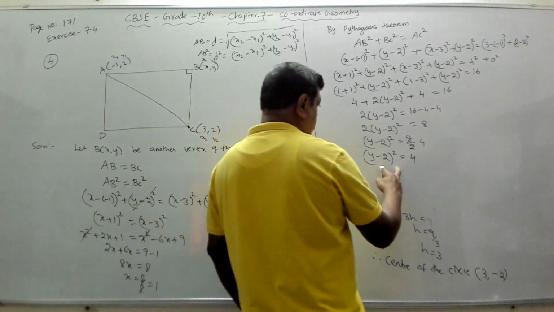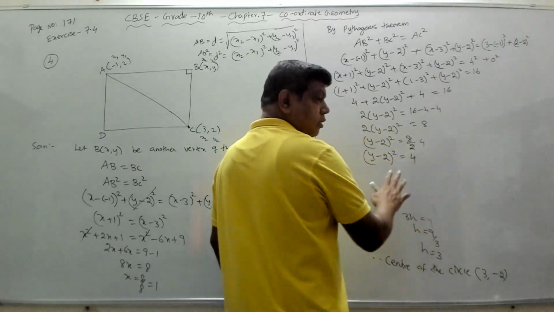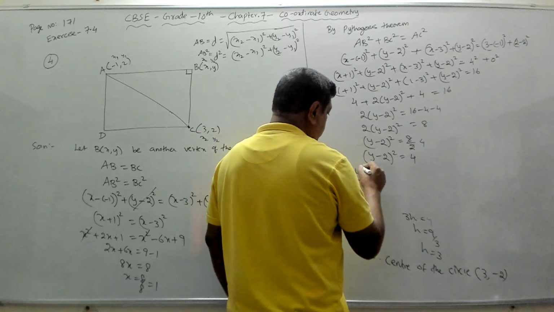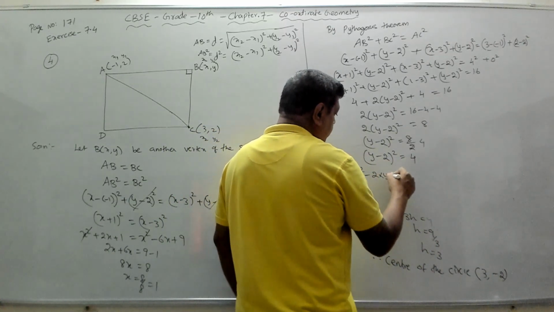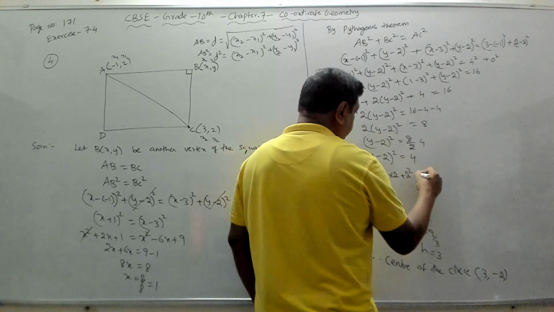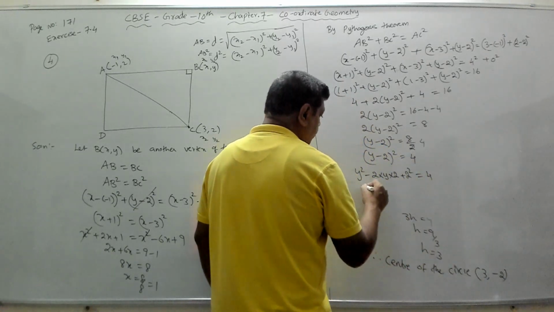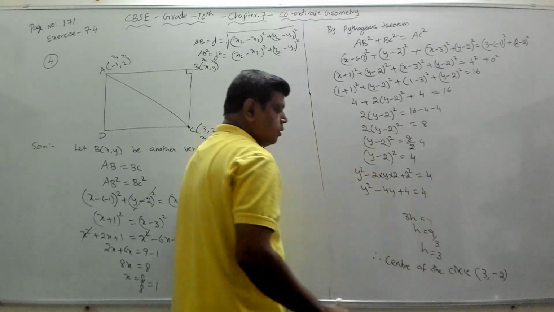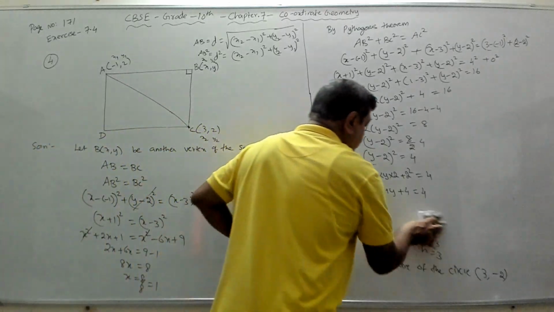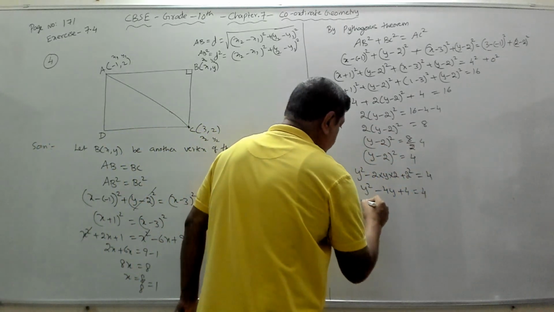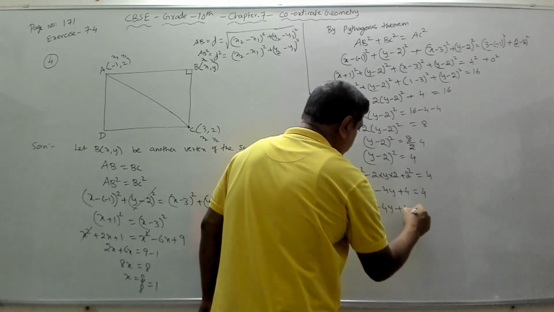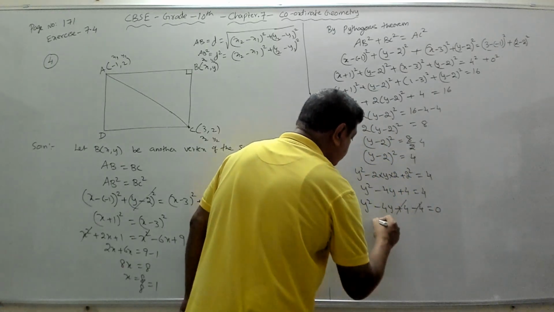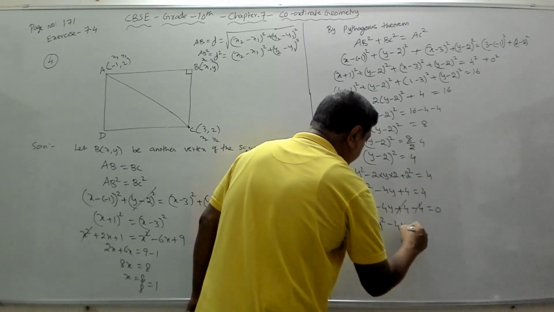Now you can expand this, or we can even take this square to the other side, but you people may not be comfortable with that. So I will expand this. (a minus b) the whole square is a square minus 2ab plus b square, so y square minus 4y plus 4 equal to 4. Now if you bring everything to one side, y square minus 4y plus 4, and this 4 comes to this side, minus 4, equal to 0. So both will get cancelled. So y square minus 4y equal to 0.